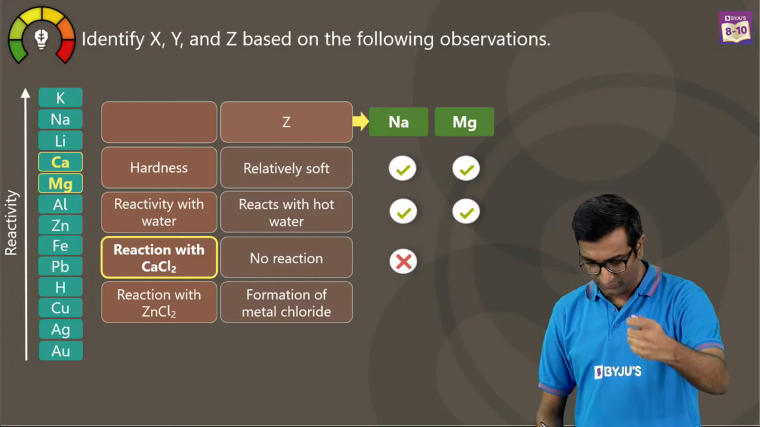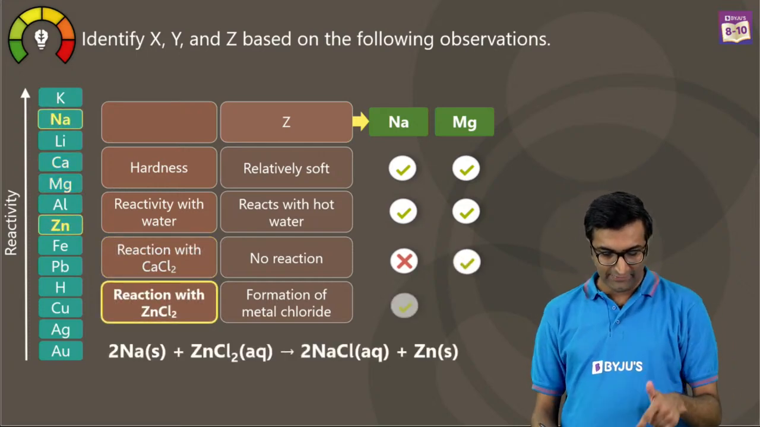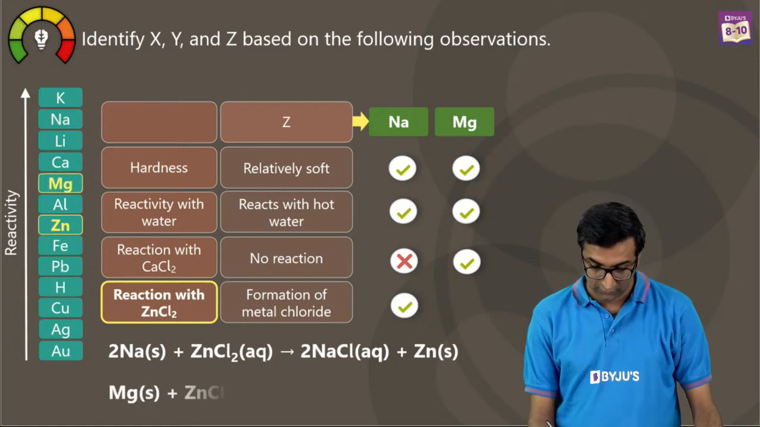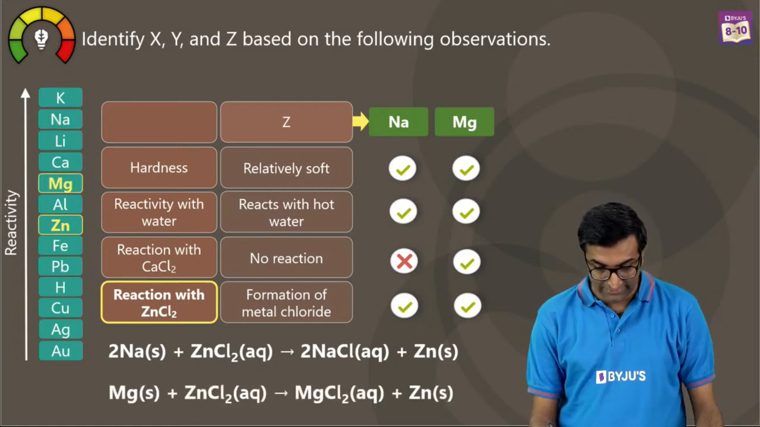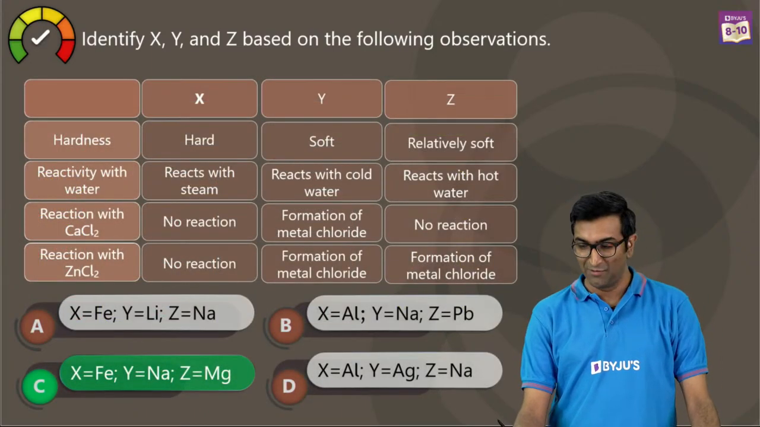Don't try to brute force this one. Magnesium is the answer and sodium is not. Interestingly, for ZnCl2, both of them react. So what's the deal, guys? Which one is it? Magnesium. The last one is magnesium. Oh, it's C. A lot of you have been saying C all this time.